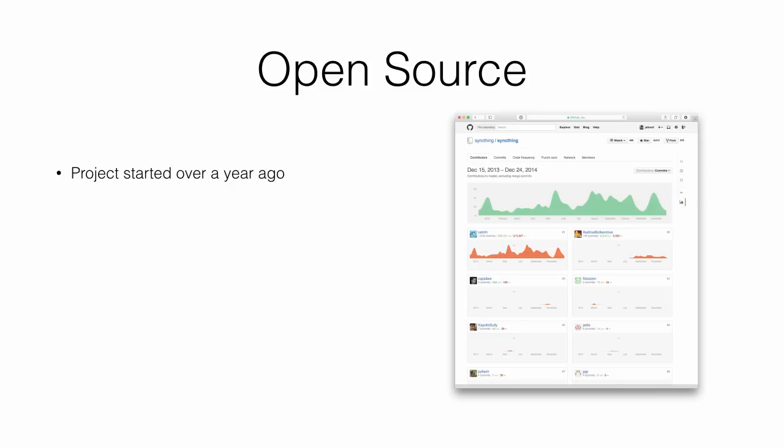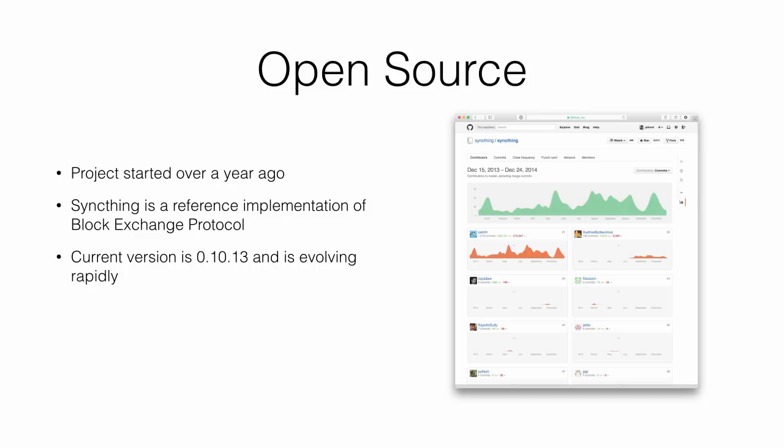So, for a little bit of history, the project started over a year ago. Syncthing, the program, is actually a reference implementation of a protocol written by the original author that's called Block Exchange Protocol. And although the protocol seems quite stable now at version 1.0, Syncthing, the application, is evolving extremely rapidly. In fact, I remember reading somewhere that the project is releasing builds every week or so that has added new features and bug fixes. That's quite a rapid application design cycle.